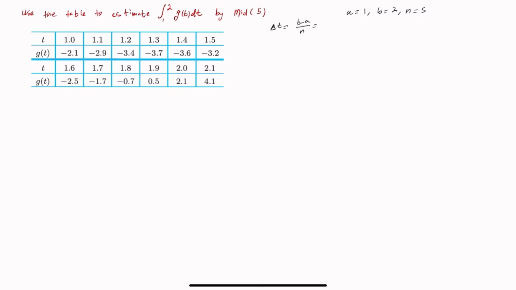So delta t is going to be equal to 2 minus 1 over 5. This is going to be equal to 0.2. Now let's notate delta t on the table.